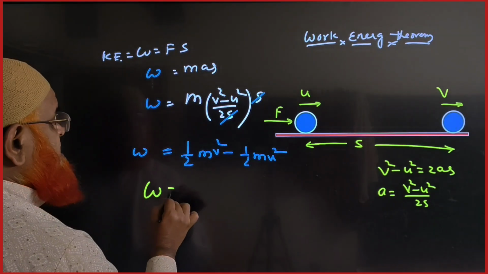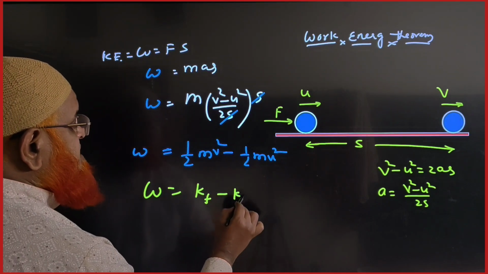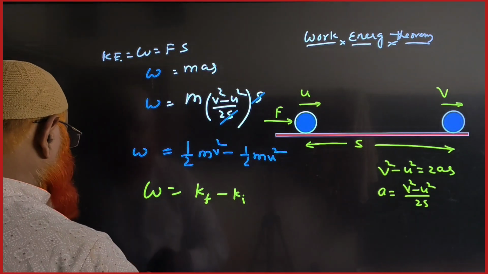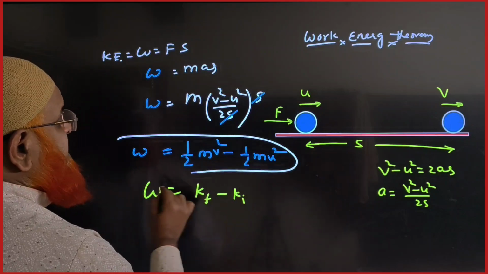Half m v square. So work done is nothing but kinetic energy final minus kinetic energy initial. So this is your final formula. ये हो गया आपका final formula. Work energy theorem का मतलब ये है.